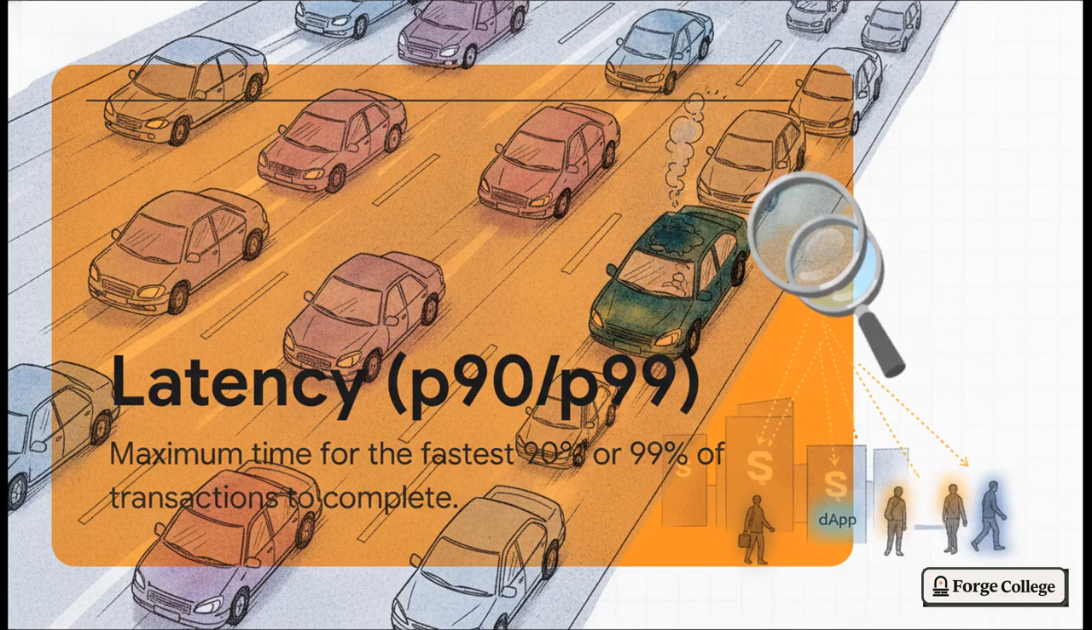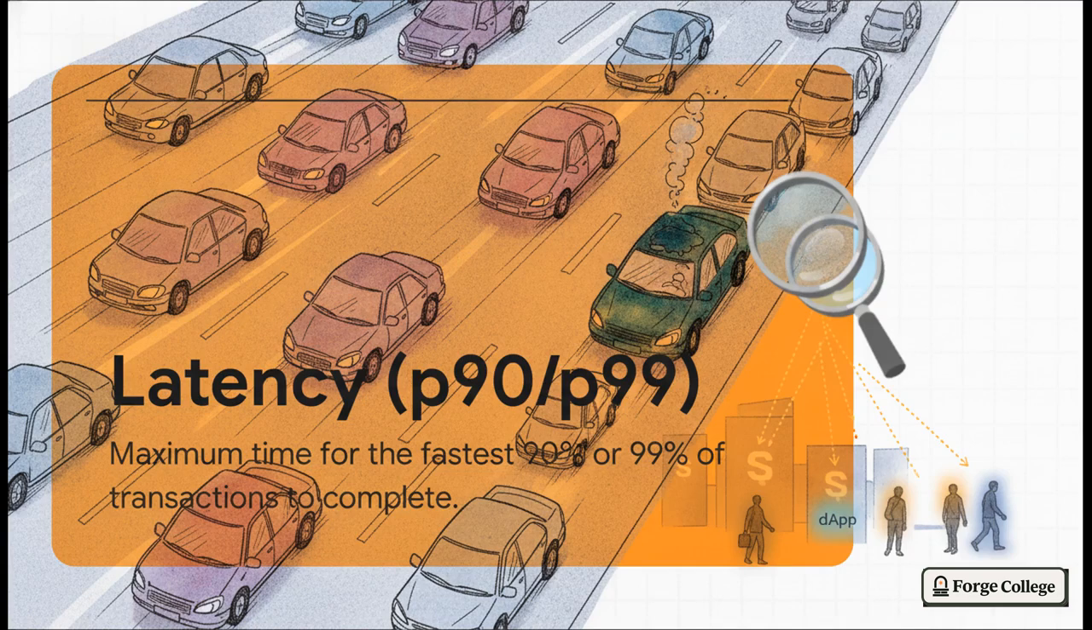We also have to look at latency, specifically measuring the P90 or P99 percentiles. And I really want to emphasize this. Averages will absolutely lie to you. Average latency completely hides the outliers. Percentiles, on the other hand, ask the real question: how long did the unluckiest car in that traffic jam actually have to wait?